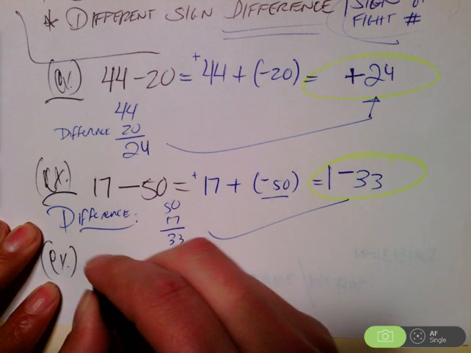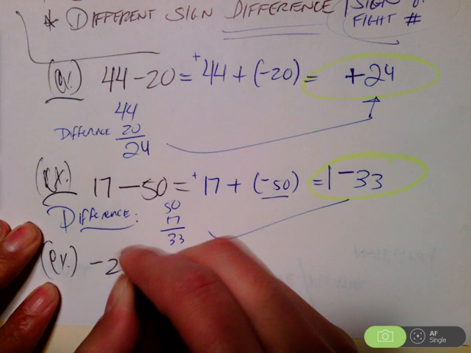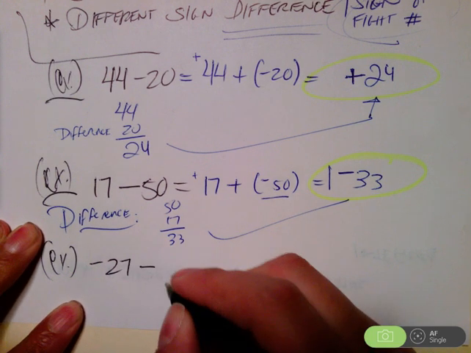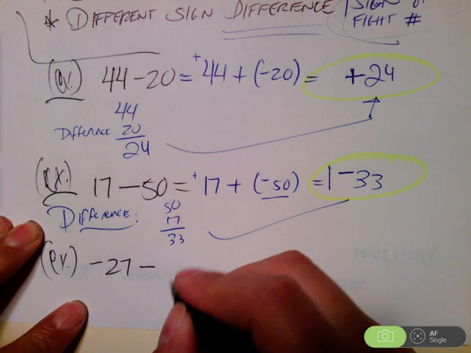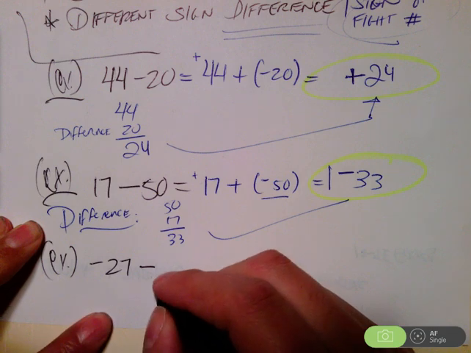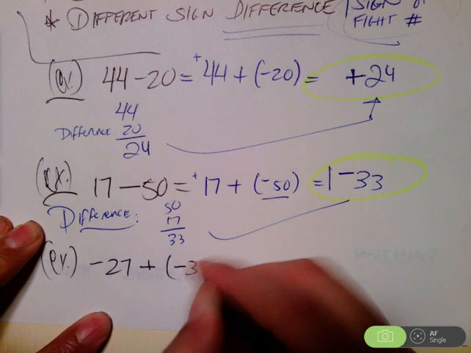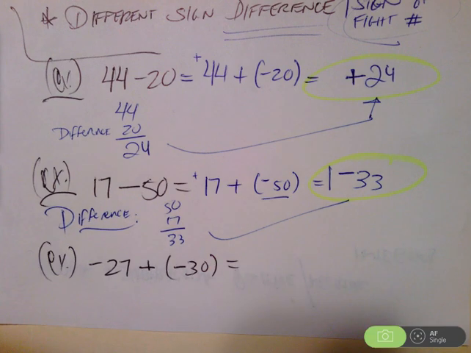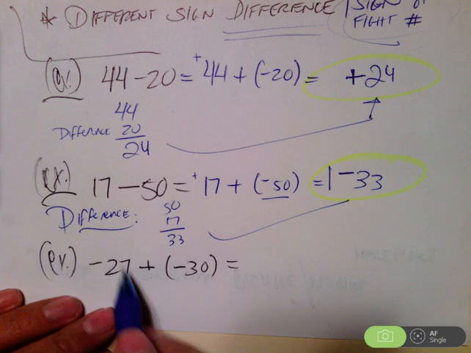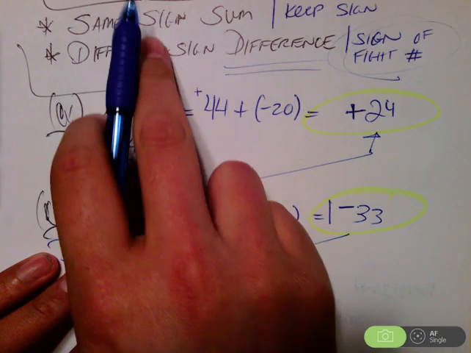So let's say we had negative 27 subtract... actually, we'll do this. We'll go negative 27 plus negative 30, okay? So here's the thing. It's already set up as an addition problem. So we have negative 27 plus negative 30. There are two signs, so we're going to use this rule right here, the same sign sum.